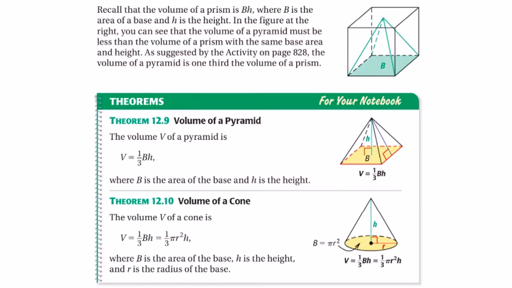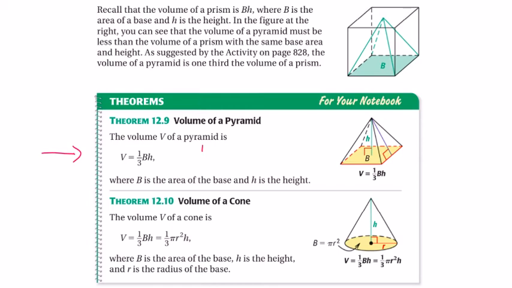So that brings us to this formula. I did include another video that is a visual representation of 3 pyramids filling up a cube. That's where this 1/3 comes from. So the volume of a pyramid is 1/3 the area of the base times the height of the prism.